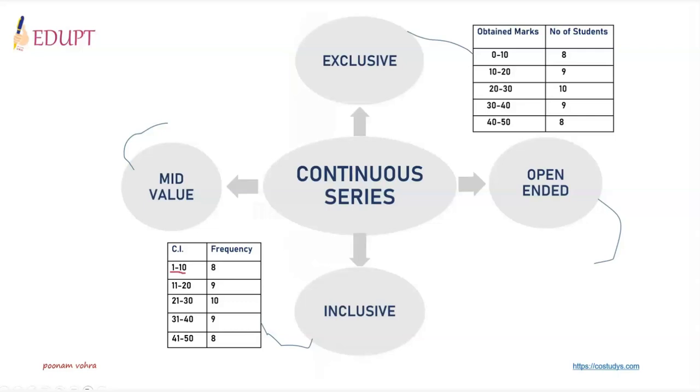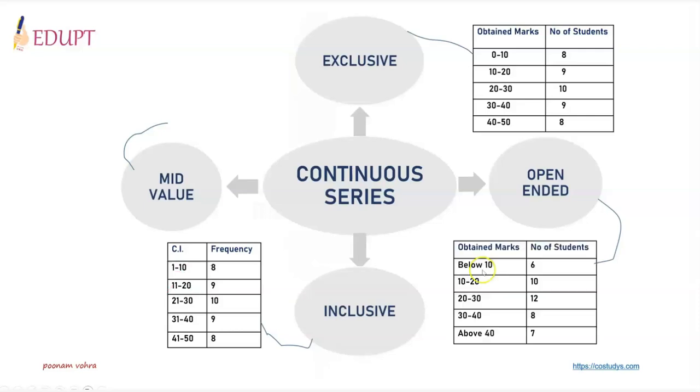8 students have obtained marks varying from 1 to 10, which means anyone who has obtained 1 mark or anyone who has obtained 10 marks will be included in the first class interval only. In the second class interval, anyone who has obtained 11 marks or any other mark till 20 marks will be included in the second class interval. The word inclusive means that the value of lower and upper class limit gets included in that particular class interval only.